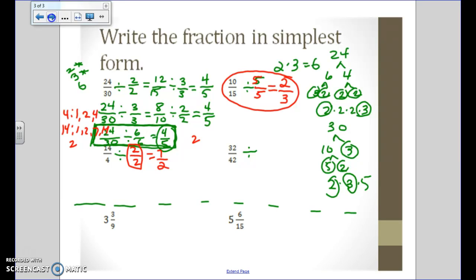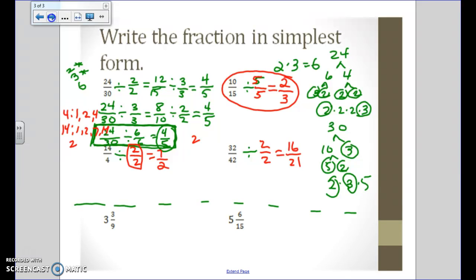5 is out because they don't end in 0 or 5. 6 is out because it works for 2 but doesn't work for 3. 7 might work. It does for 42, but unfortunately my multiples of 7 go 28, 35. It skips right over 32, so 7's out. 8 works for 32, but not for 42. 9 won't work for either one, and so I'm just going to go ahead and say I better just divide by 2 over 2, or divide by 1. Divide by 2 over 2 and get 16 over 21.